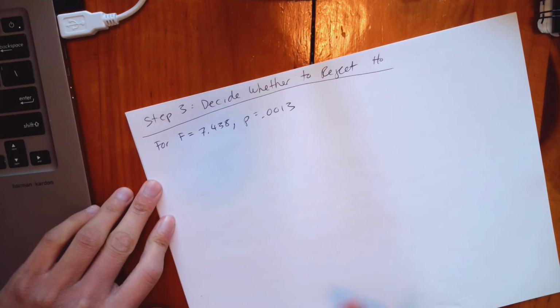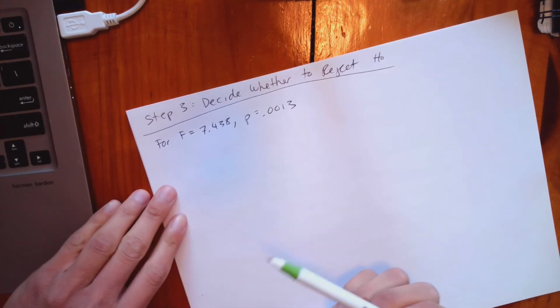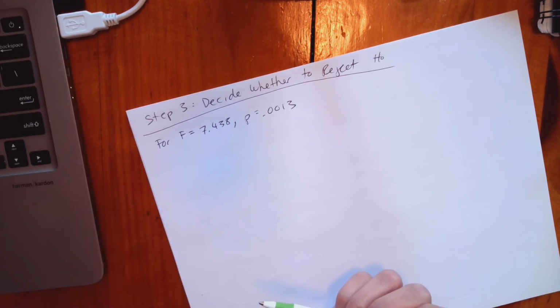So in other words, if the null hypothesis is true, we would only see an F statistic this large or larger 0.13% of the time. So I'm going to write that out.